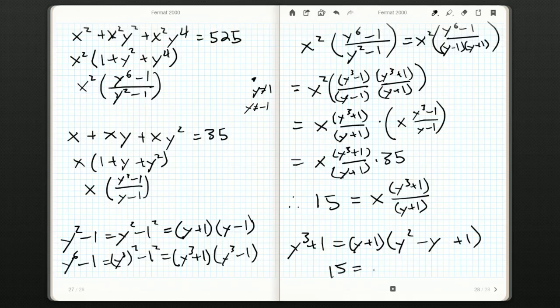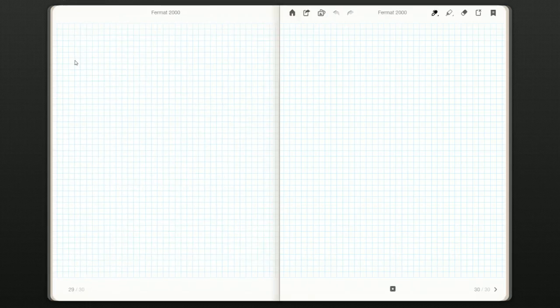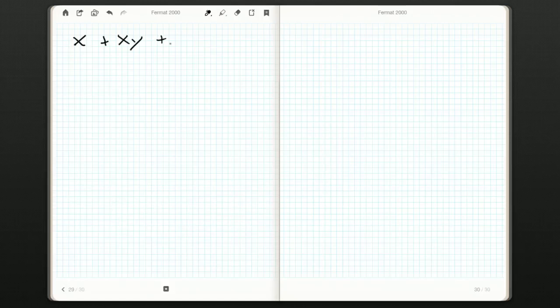So that means 15 is equal to x times y squared minus y plus 1. All right. I think because of how nicely everything's behaving, we've got to be on the right track. So let's look at the equation with 35 in it. So that was x plus xy plus xy squared equals 35. And now we know that x minus xy plus xy squared is equal to 15.